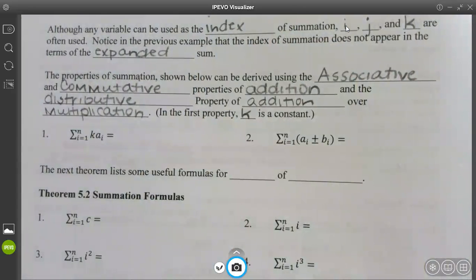Here again. All right. So your first property, and guys, you'll use these, and especially the theorem 5.2, those summation formulas, we're going to use these throughout the whole notes. So those are another thing that you're going to have to memorize. Okay. They are specific to this.